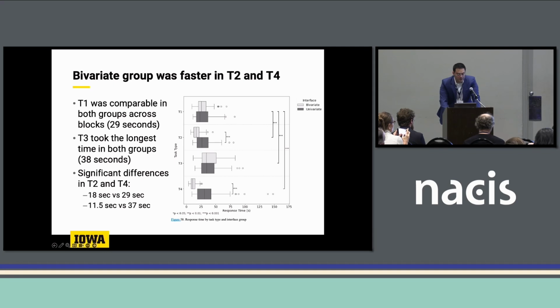Let's now look at response time. Overall, the Bivariate group was faster in tasks 2 and 4, but had similar response times in tasks 1 and 3.